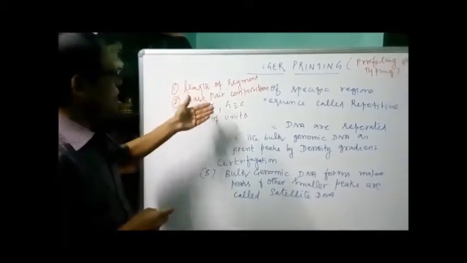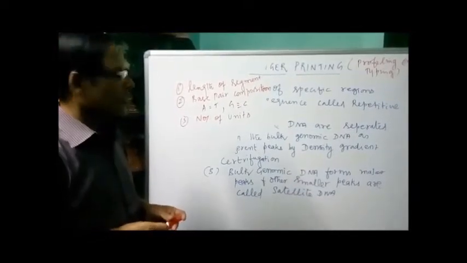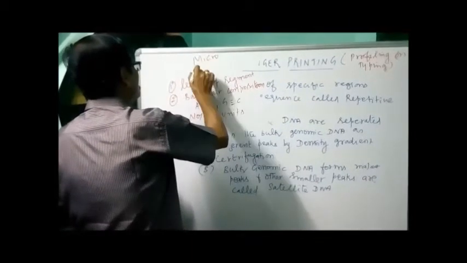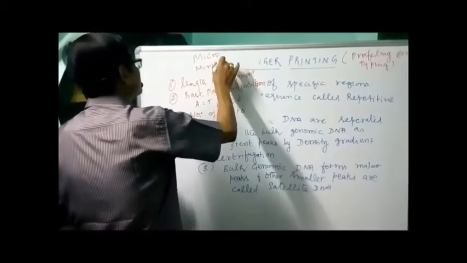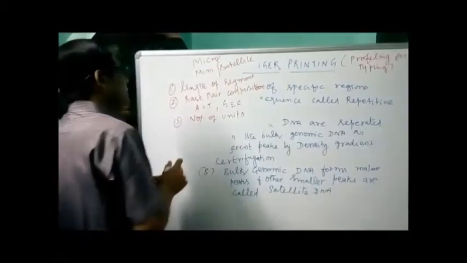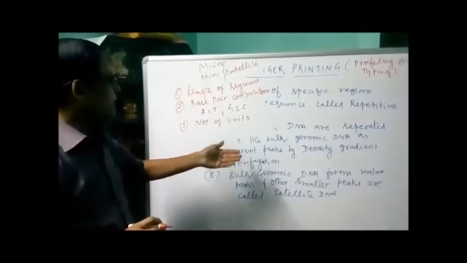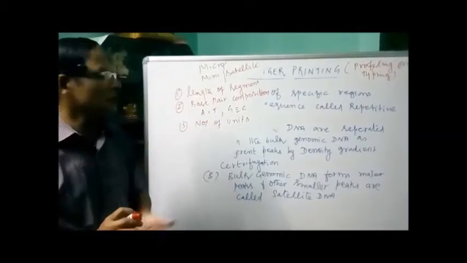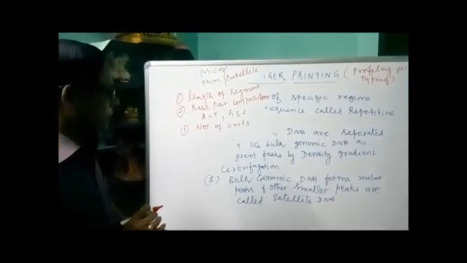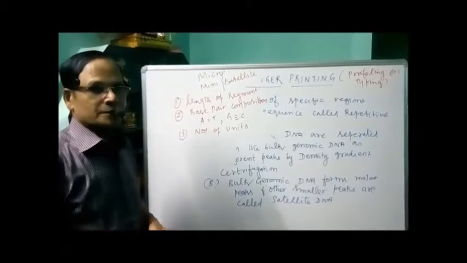Based on these criteria, we can classify satellite DNA into either microsatellite or minisatellite. So this is the criteria for classification of satellite DNA into either micro or mini satellite. Now we have to go for the properties of satellite DNA. What are the properties of satellite DNA?